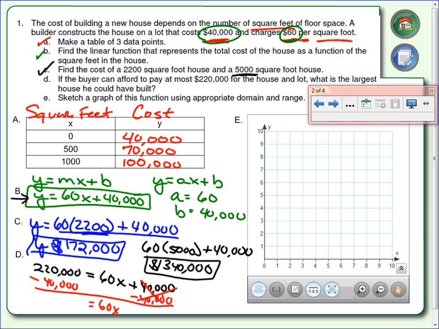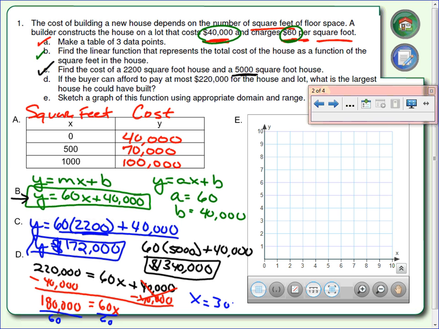So let's use our calculator. We need to subtract 220,000 minus 40,000. What do you end up with? 180,000. That's right. We're going to divide it by 60. So let's take that 180,000 divided by 60 and let's see what we come up with.